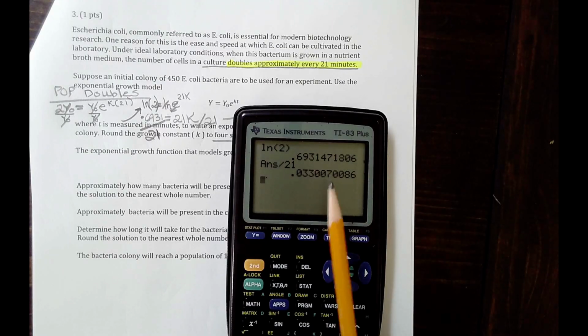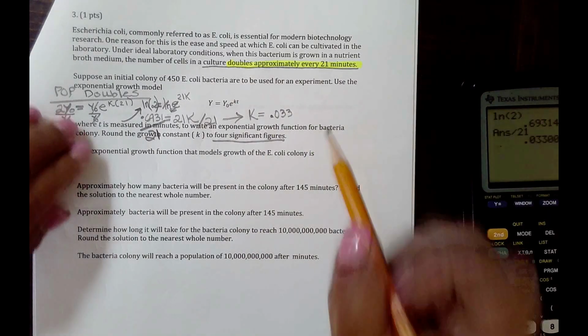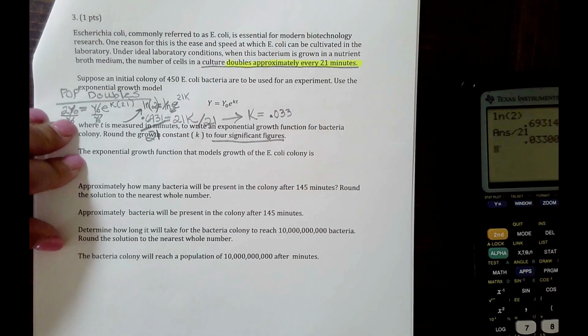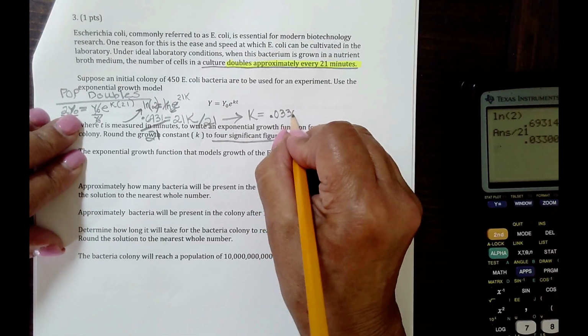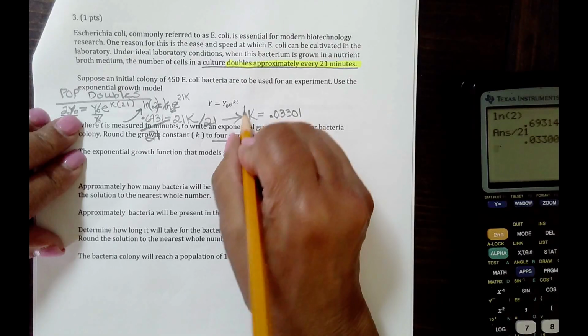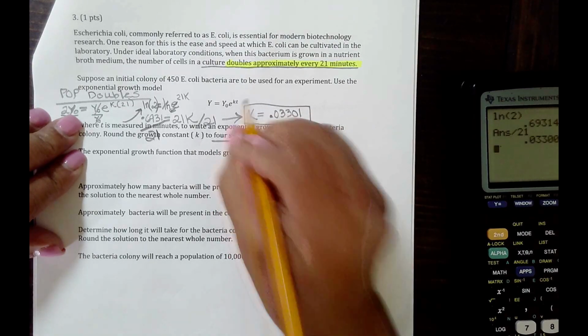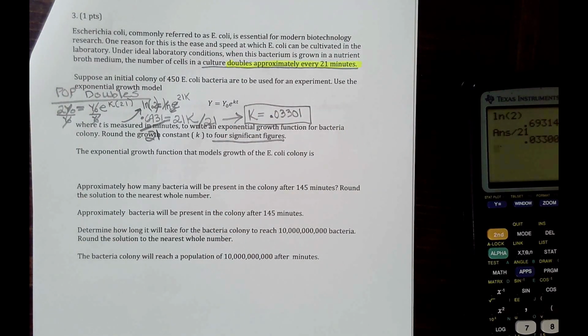I look to the neighbor next to it, so it's 0.03301. Okay, that's going to be my K value that I use throughout the rest of the problem. Okay, 0.03301. Okay, next. Okay, approximately.